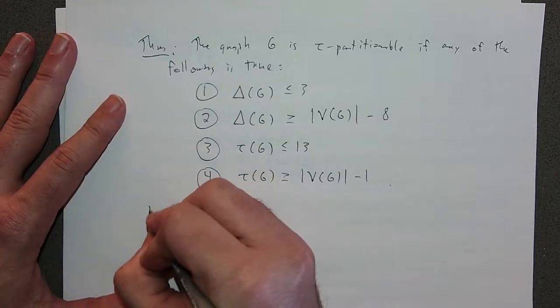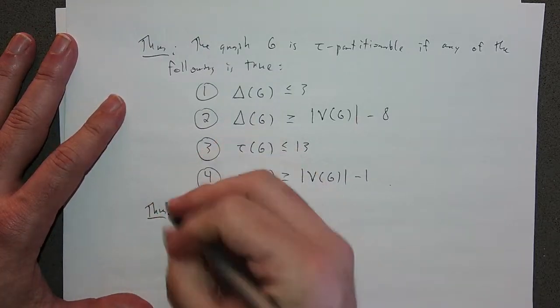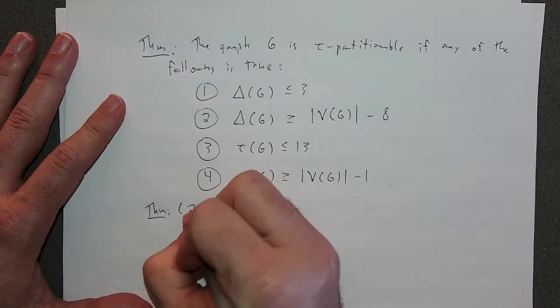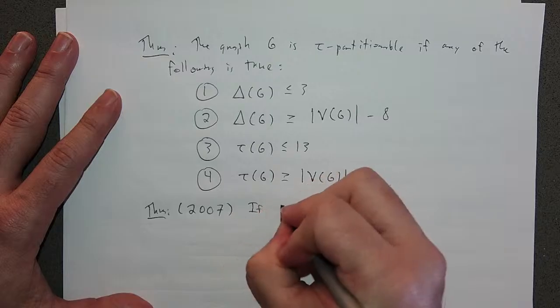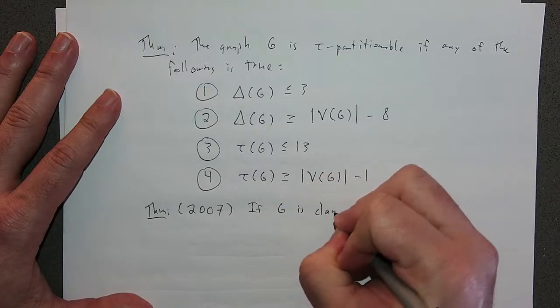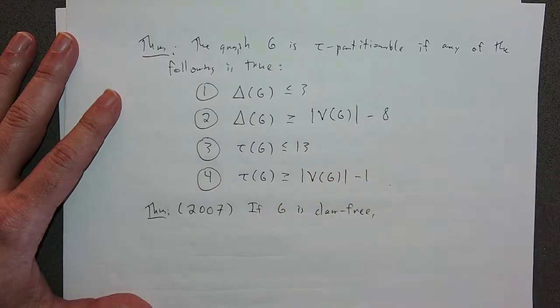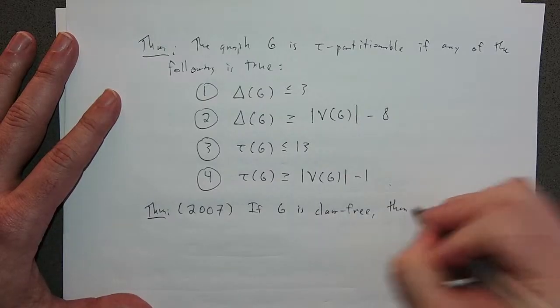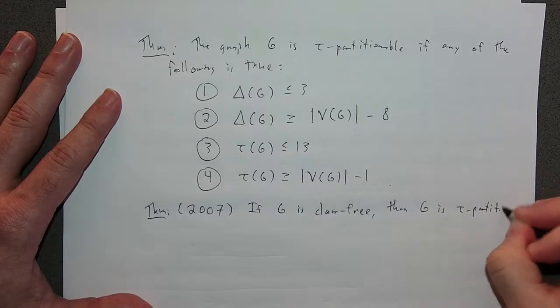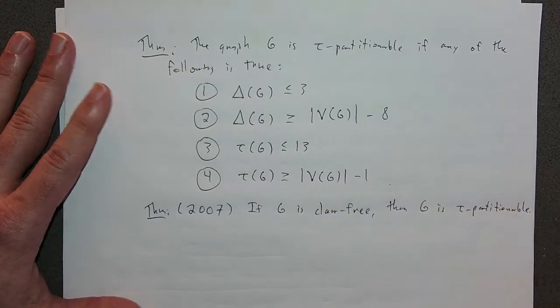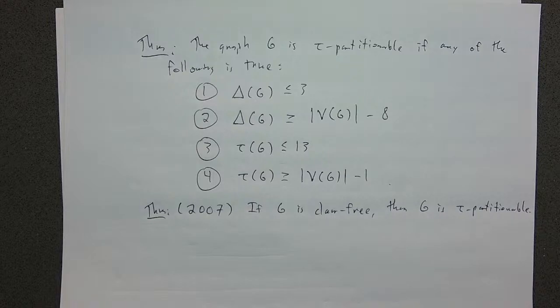There's also the following theorem. This is from 2007. If G is claw-free, it is tau partitionable. So once again, forbidding the claw says something. In this case, not about Hamiltonicity, but about tau partitionability, right?